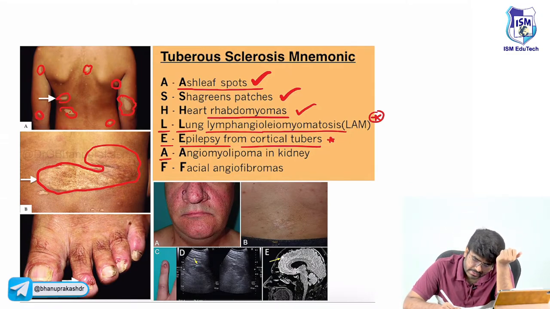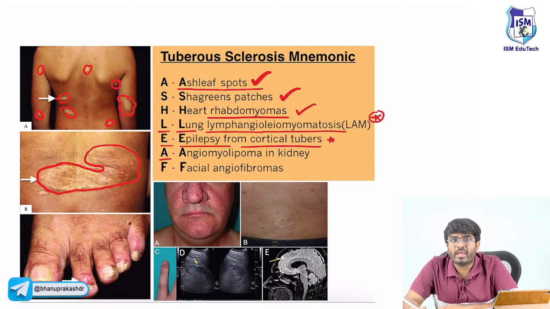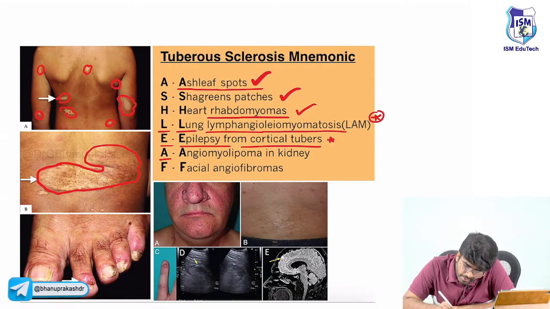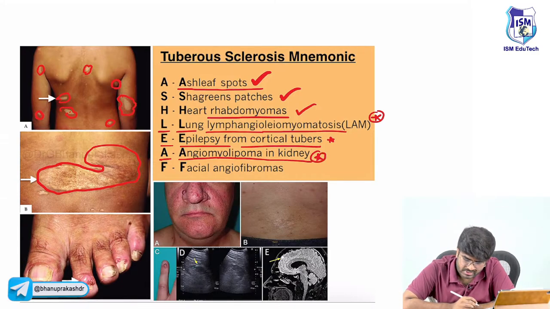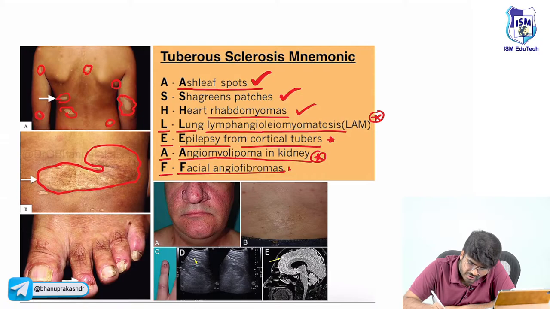And this is very important: angiomyolipomas in the kidney. When we discuss renal pathology, we will discuss the different types of tumors in the kidney. The first tumor we will discuss in the kidney is angiomyolipoma. Angiomyolipomas are associated with tuberous sclerosis, and finally facial angiofibromas.